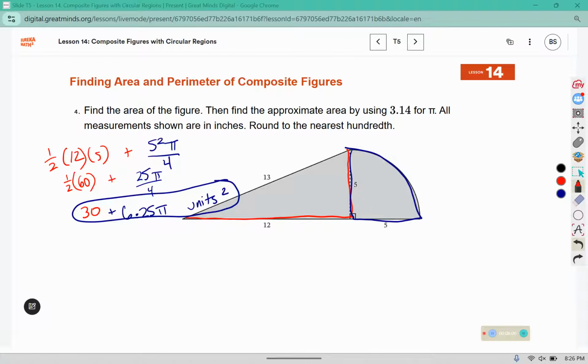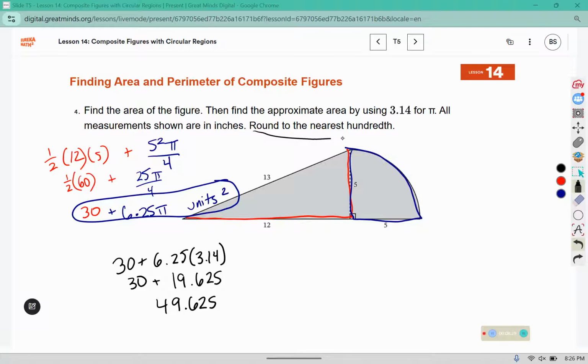Then to find the approximate area, we will add. We need to multiply by 3.14, which is 19.625, and add 30 to that, giving us 49.625, but it did ask us to round to the nearest hundredth, so that's 49.63. Oh, and I missed this. It says they are in inches. So inches squared.